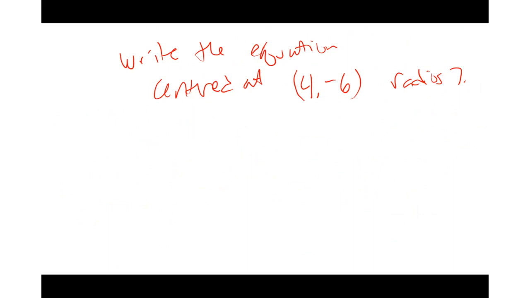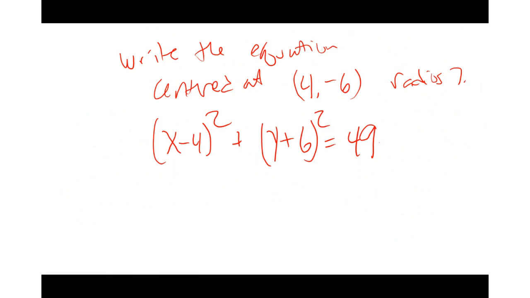All right. Who thinks they got it? If you think you got it, go ahead and type in me. Elena, go. What say you? So it's x minus 4 squared plus y plus 6 squared equals 49. Excellent job. Great work, Elena.